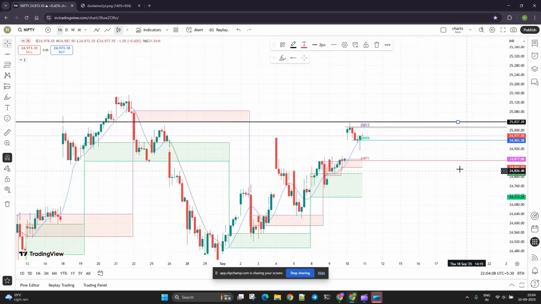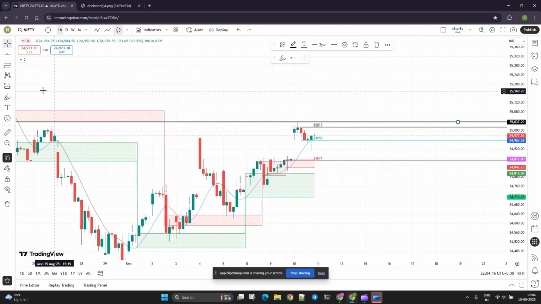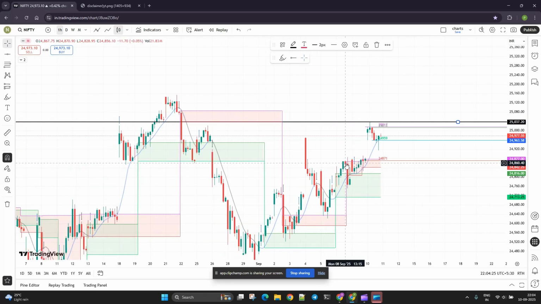Okay. Now, as a first step, here we didn't test it, but this is the second time it is touching this supply zone. So obviously there is some profit booking. I'm not sure if this is fresh selling or what. So I had to book my positions immediately at 25,030. That is what today's trade was.